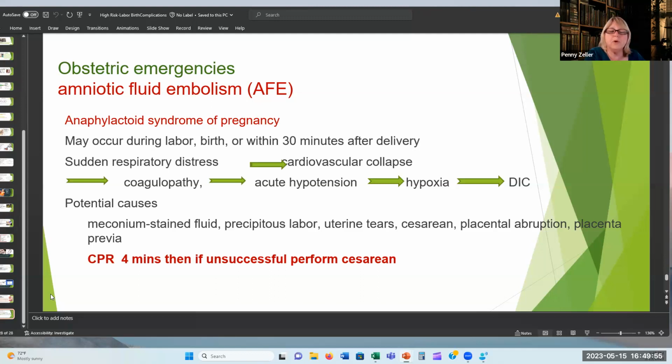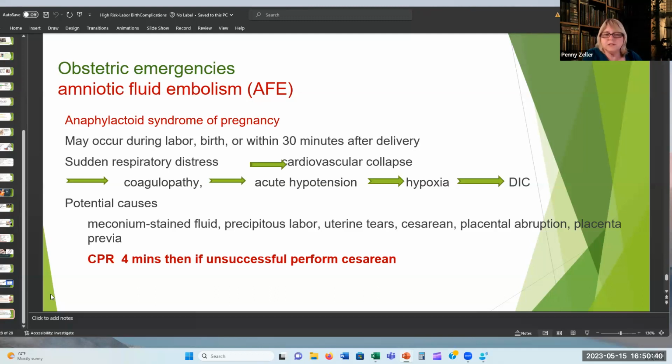Now, this is usually during labor and delivery specifically, so early postpartum. Okay, coagulopathy, acute hypotension, hypoxia, DIC. Okay, you also see this same follow through with abrupted placenta: coagulopathy, cardiovascular collapse because of blood loss, acute hypotension, hypoxia, and DIC with an abrupted placenta. Precipitous labor, this can be caused by precipitous labor as well.